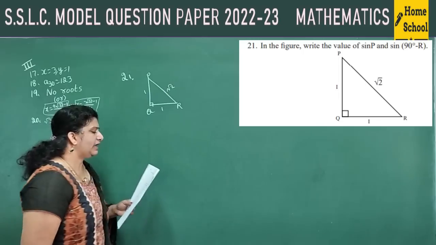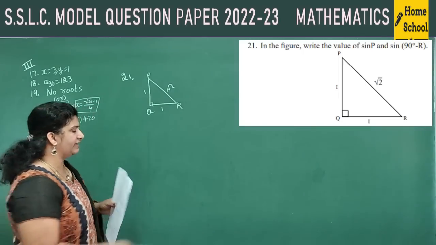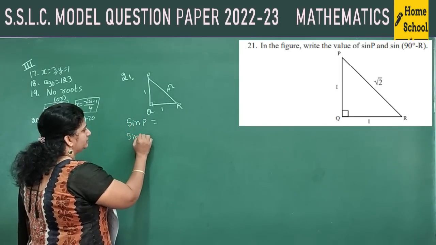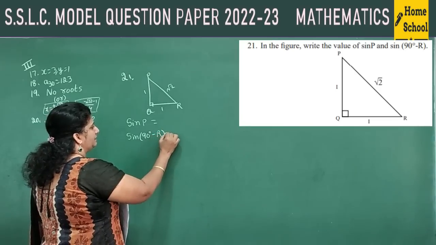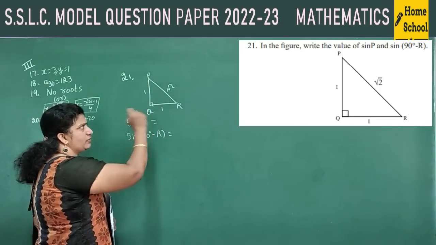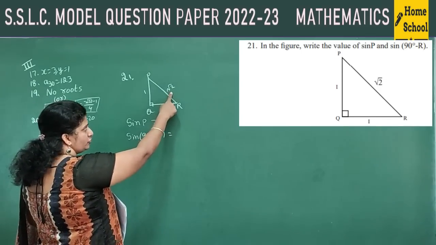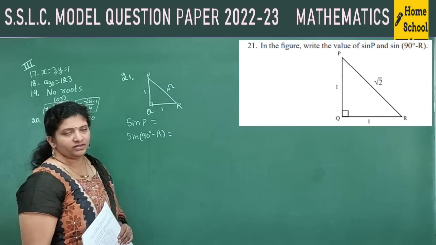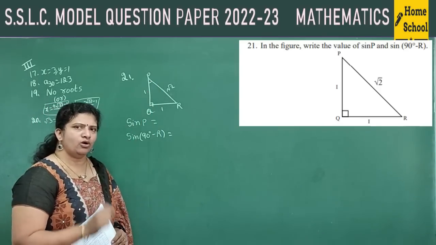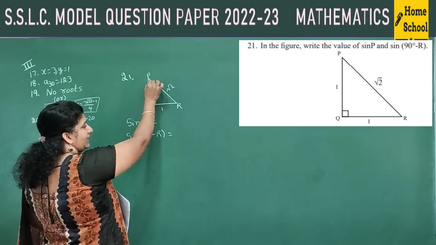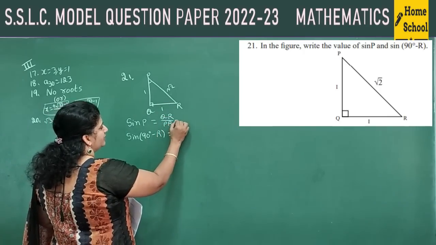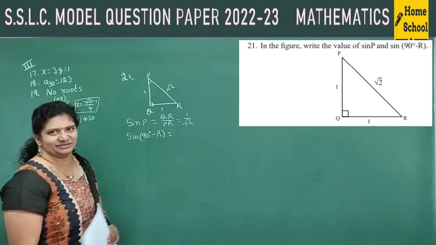QRP, 1, 1, root 2. In the figure, write the value of sin P and sin (90 minus R). Sin P, sin (90 degree minus R). Observe here, there is a right triangle given for you. PQR is a right triangle, Q is right angle. Hypotenuse is root 2 and other two sides 1 and 1 you have. Sin P, acute angle is at P. What is sin theta ratio? Opposite by hypotenuse. For angle P, what is opposite side? QR. Hypotenuse PR. That is 1 by root 2 is your answer.